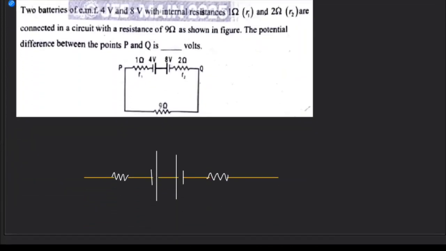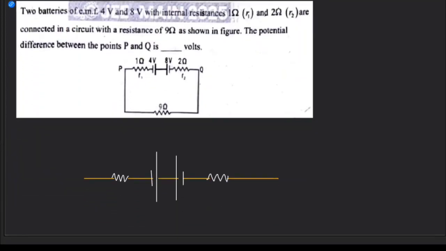Right? Next one. Two batteries of EMF 4 volt and 8 volt with internal resistance 1 ohm and 2 ohm are connected in a circuit with a resistance of 9 ohms as shown in the figure. The potential difference between the points P and Q is... so this is point P and this is point Q, right?